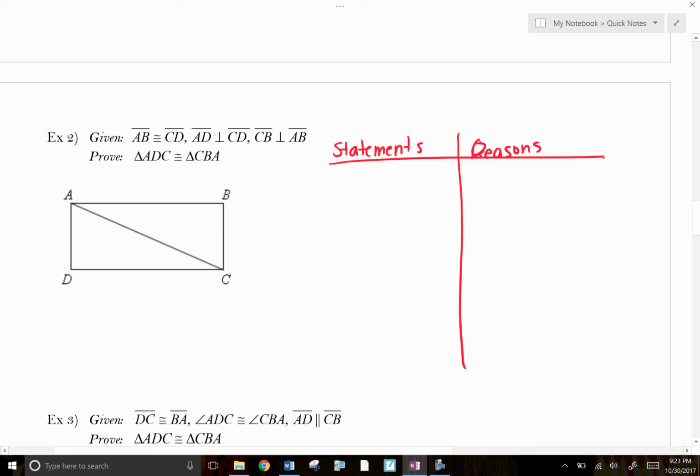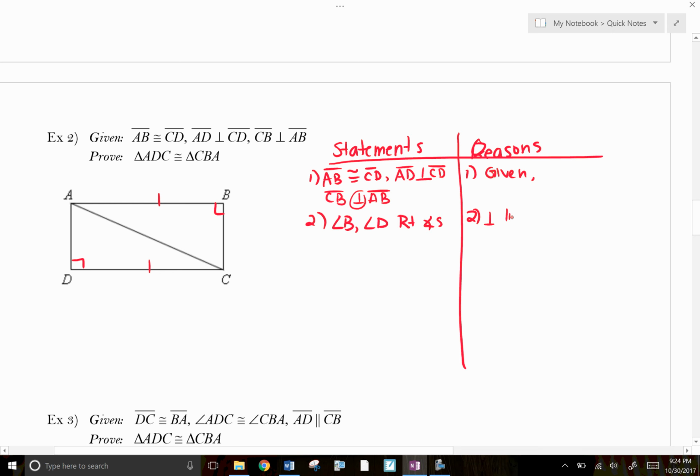All right, so I have statements, I have reasons. Okay, what do I got here? I got this big thing. AB is congruent to CD. AD is perpendicular to CD. And CB is perpendicular to AB. Cool. All right, there's that perpendicularity issue. Okay, so perpendiculars. Perpendiculars create two statements, two reasons. Step one, identify the right angles. Angle B and angle D are right angles because perpendicular lines form right angles. 3, angle B is congruent to angle D because all right angles are congruent.